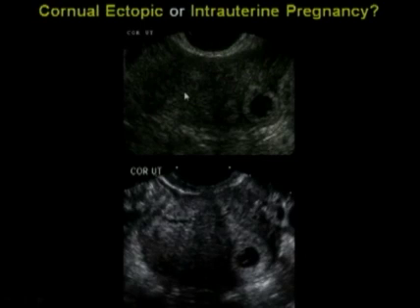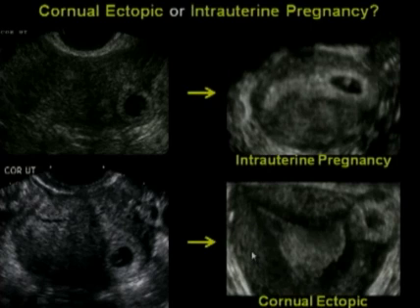So from the last two cases that we saw, it's not always so easy to tell. This one looks something similar to that one. This was a cornual ectopic. This was an intrauterine pregnancy. So we have to treat these with great care. If we're not sure, we get a follow-up ultrasound a day or 2 or 3 later, which will usually give us the answer.